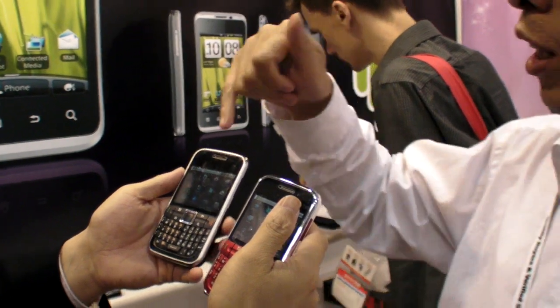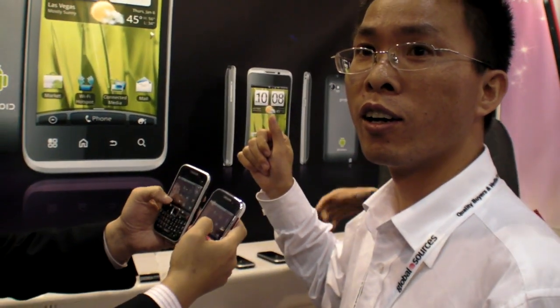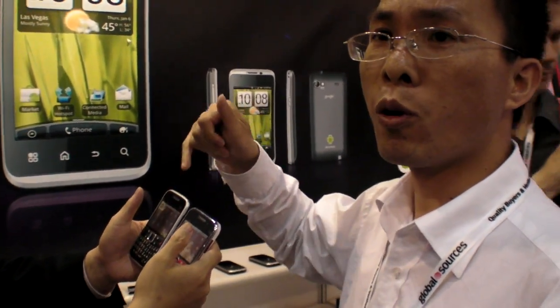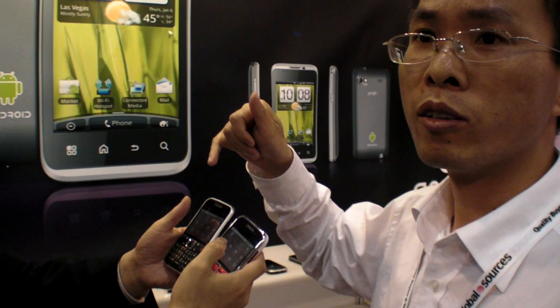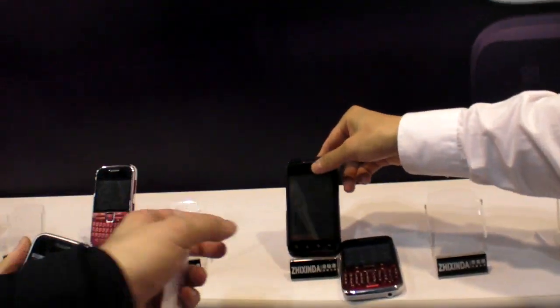Resistive screen. Now it's resistance screen. You can do capacitive? Oh, this one cannot. But the 3.5, another one can do. Can we see the other one? Okay. So you have another... This is Android also.